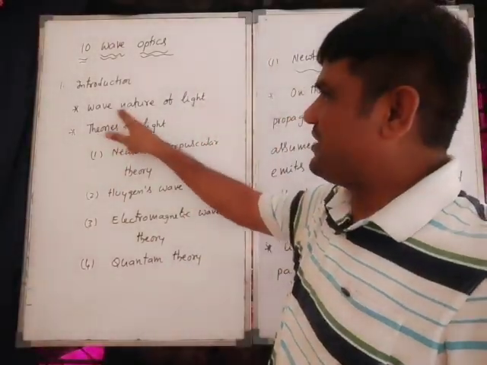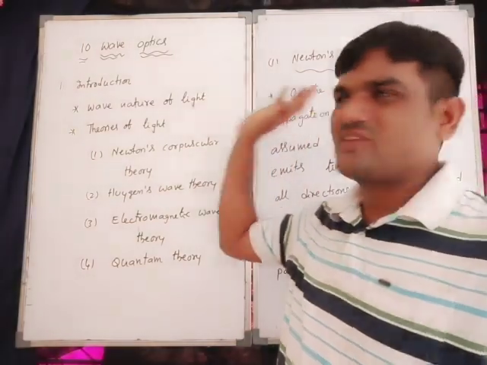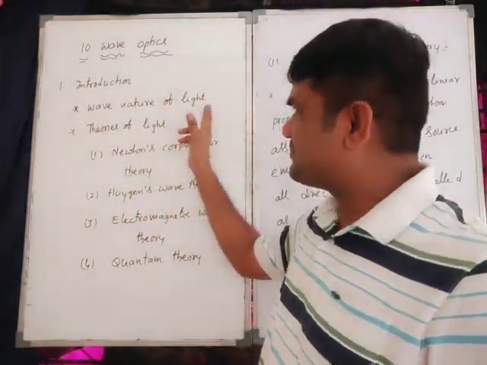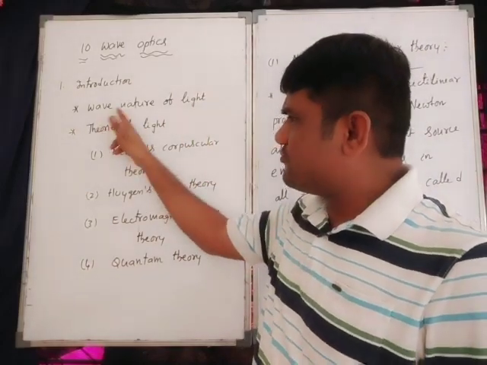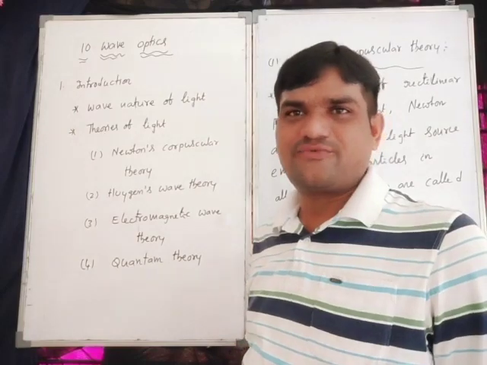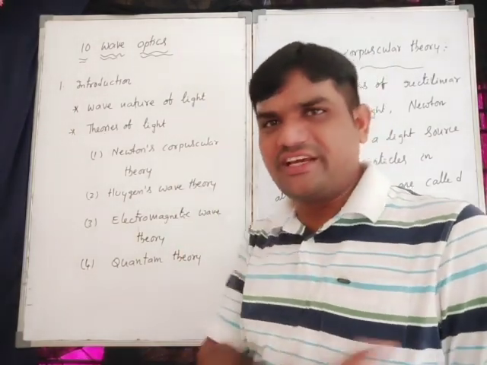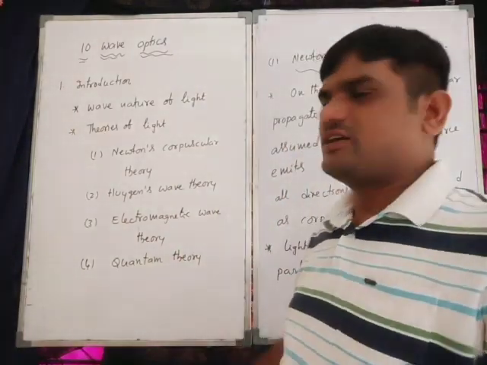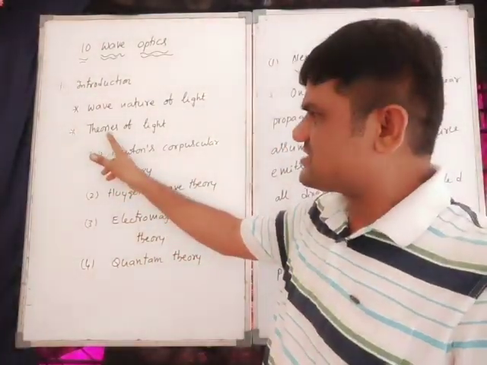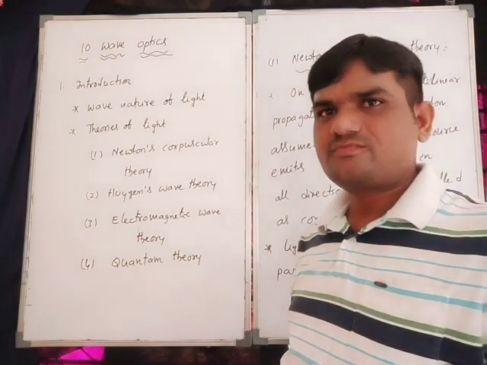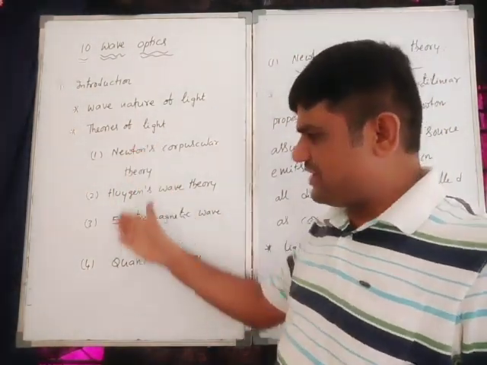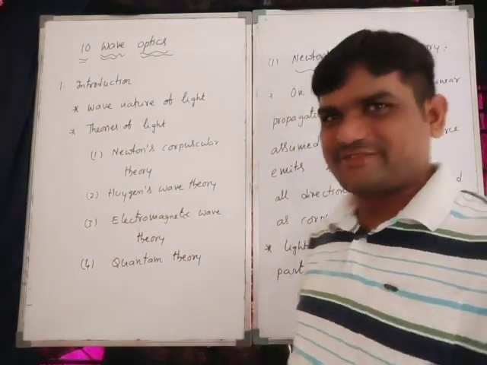So, wave nature of light. In this chapter, light is having wave nature. But is this correct or wrong? For that purpose, so many theories came into our picture. Now, one by one, we will see the theories. So the second topic here is theories of light.